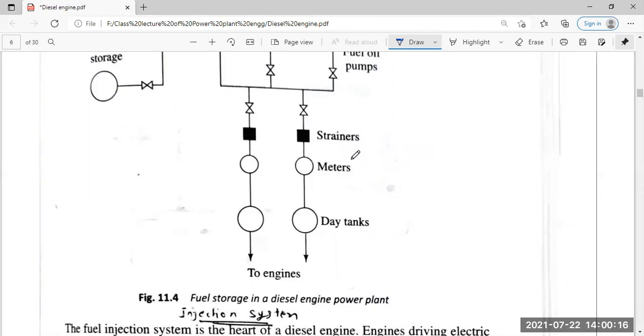Next come the meters, which will show you the amount of fuel we are pumping, and then it goes to the day tanks, and then goes to the engine itself. So from the main storage tank, you bring it to the day tank through so many valves, with a measuring pump and through a strainer itself.